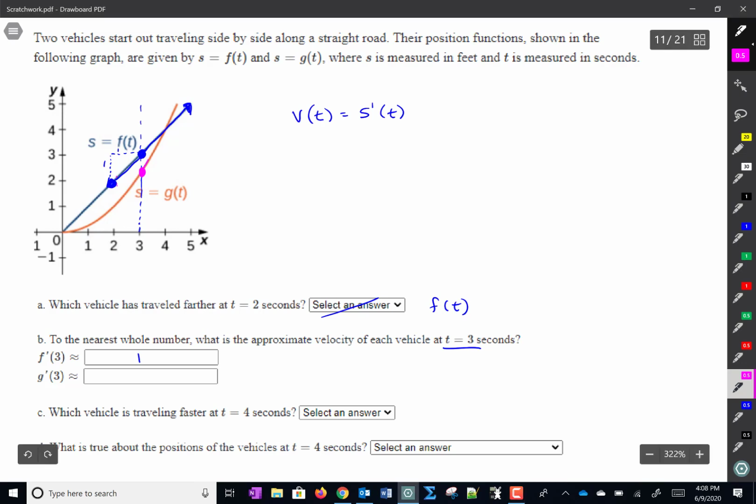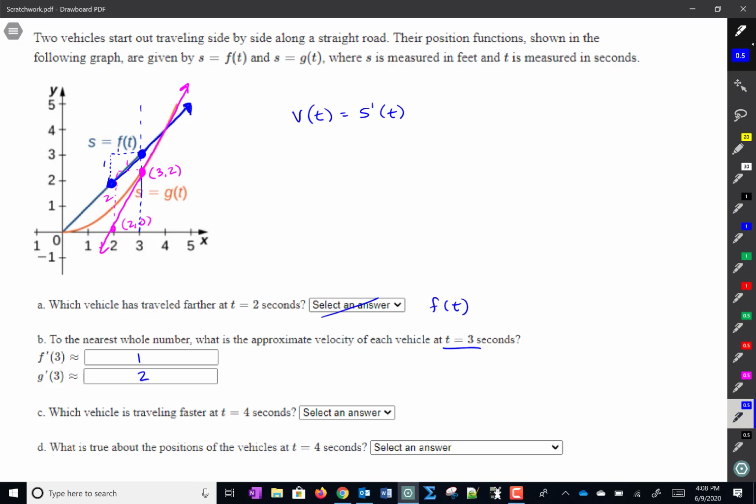Now for the other function, this tangent line looks a bit steeper, and we need to get an approximation as to just how steep that is. And then this point right here looks like it's at 2, 0. So if we go from this point to the other, it looks like we need to go up 2 and then over 1. And then 2 over 1 gives us a slope of 2. So that gives me an approximation there.